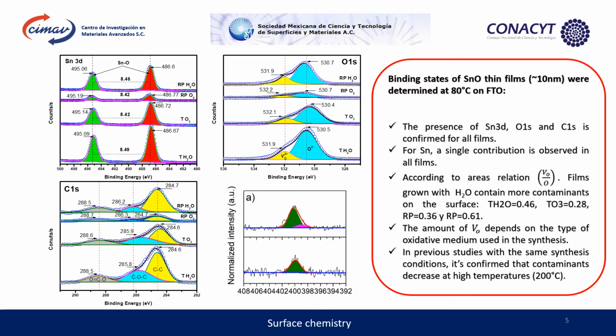The surface chemistry and binding states of tin oxide thin films were determined at 80 degrees Celsius on fluorine tin oxide. The spectra were adjusted using Voigt peaks and the Shirley-Sherwood background, and showed that there is a dependence of the chemical characteristics on surface depending on the oxidizing agent. In addition, if we observe the carbon and oxygen signals, there is a dependence on the amount of impurities according to the oxidizing agent.